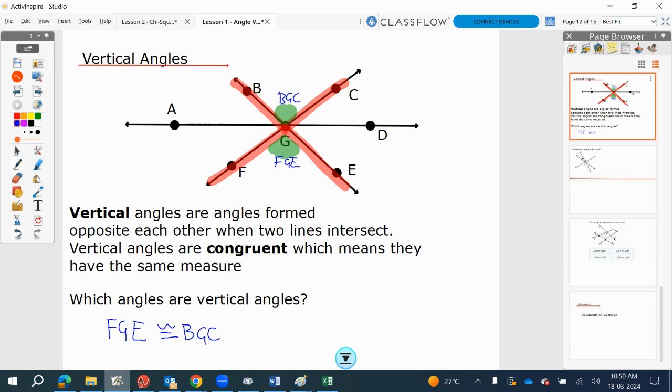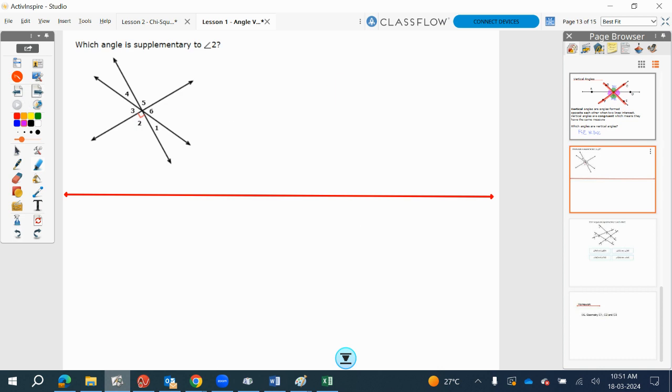There's another one, BGF and CGE. These two lines intersect and they create two sets of congruent or vertical angles. So this angle here and this angle here are congruent to each other because they're vertical angles. In this diagram, there's a bunch of them. You can make quite a few. All right. Have a go at this question.